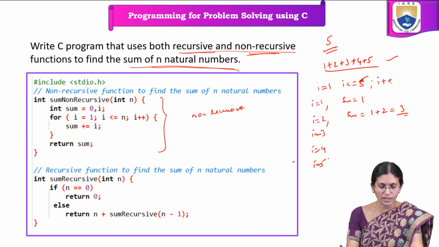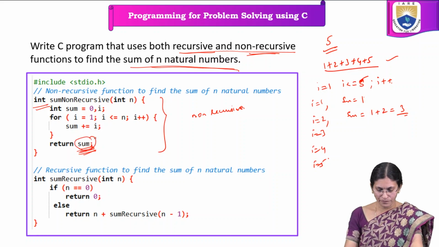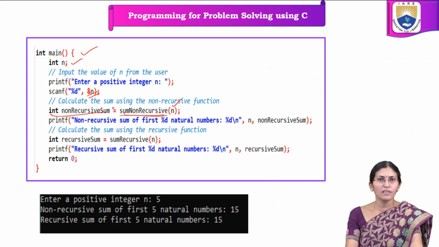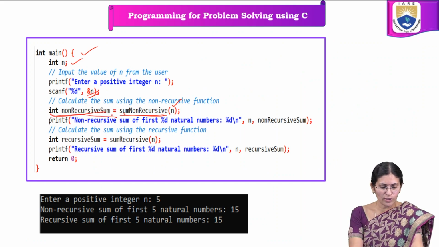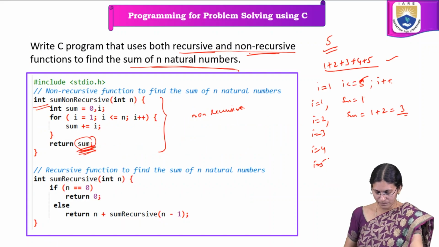So at the end we will get the sum. That sum value is returned by this function. Here you can see the return type of this function is integer, so we have to return an integer value, which is stored in the variable sum. After this, the control is again transferred back to the function call here, and we get the value returned by this function, that is sum.